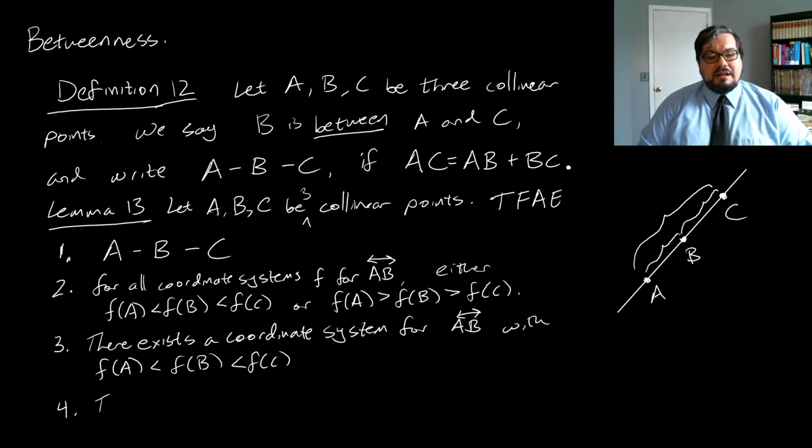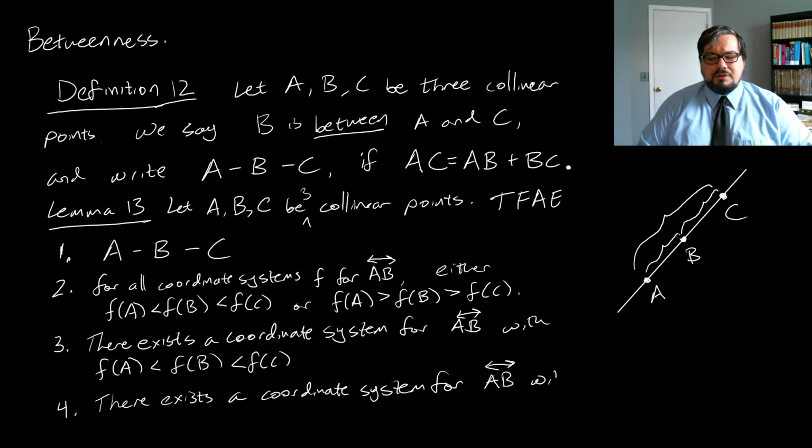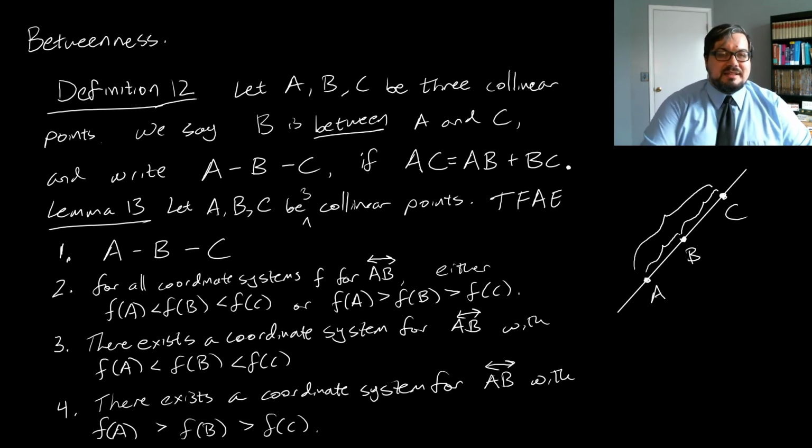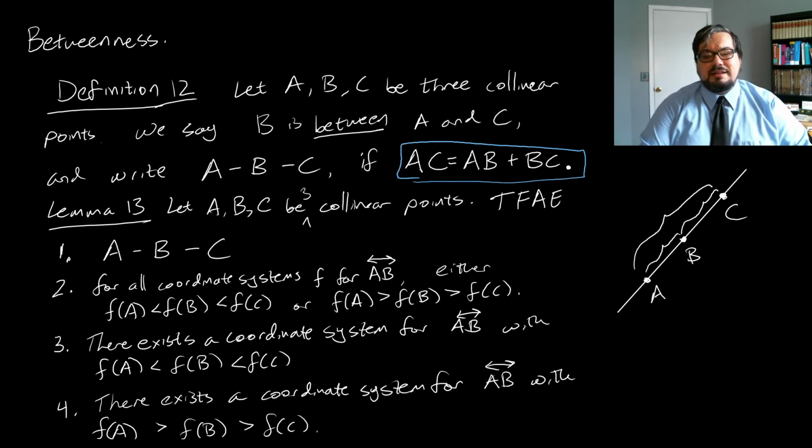Number 4 is very much just the inverse. There exists a coordinate system for the line AB, with f of A greater than f of B greater than f of C. So Lemma 13 is really helpful because it lets us translate problems involving points on a line and a definition of betweenness that involves sums of distances into just looking at betweenness of numbers, which we understand well.